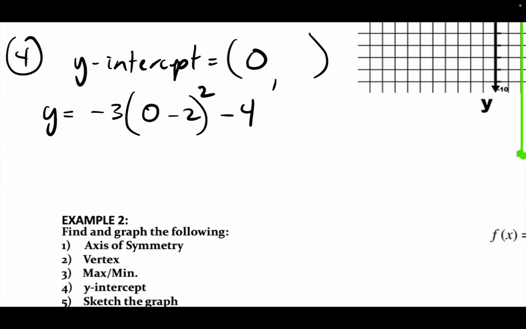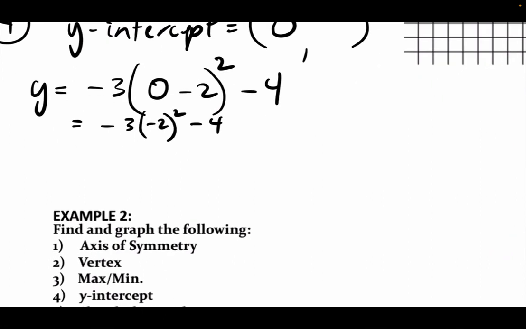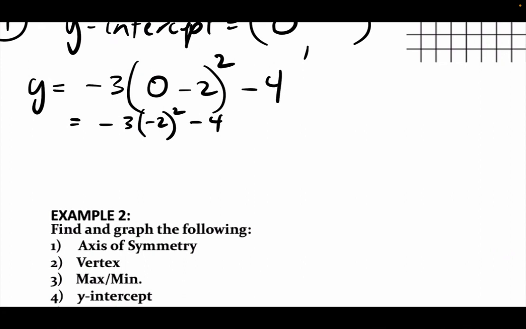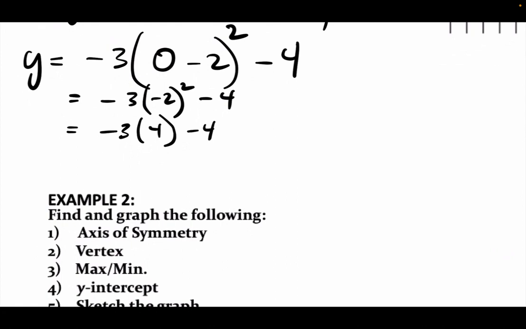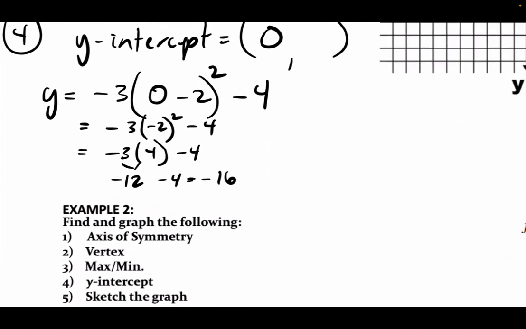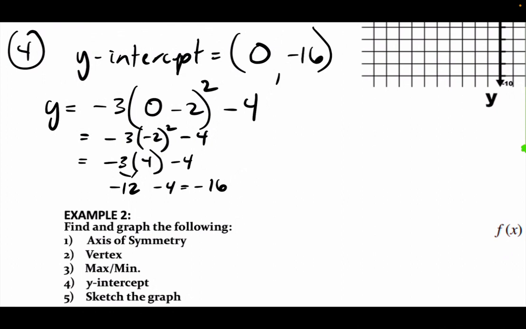Now PEMDAS, parentheses. Well, 0 minus 2 is -2. Then we do exponents. -2 squared is +4. Multiply, subtract. So when we multiply, I get -12 minus 4 equals -16. So -16.